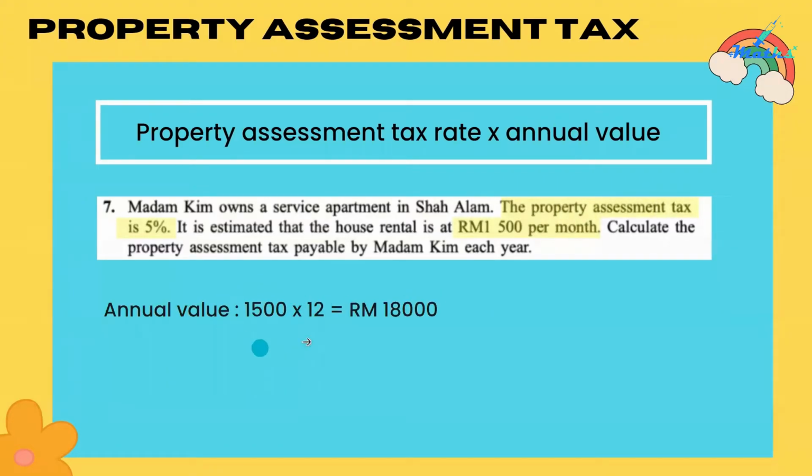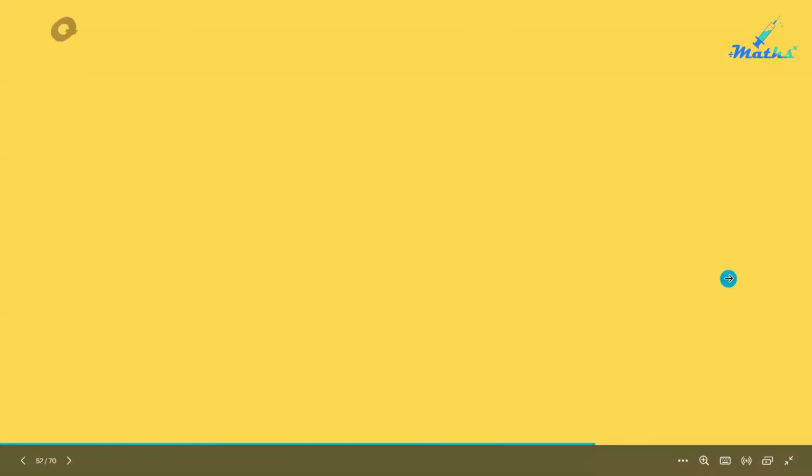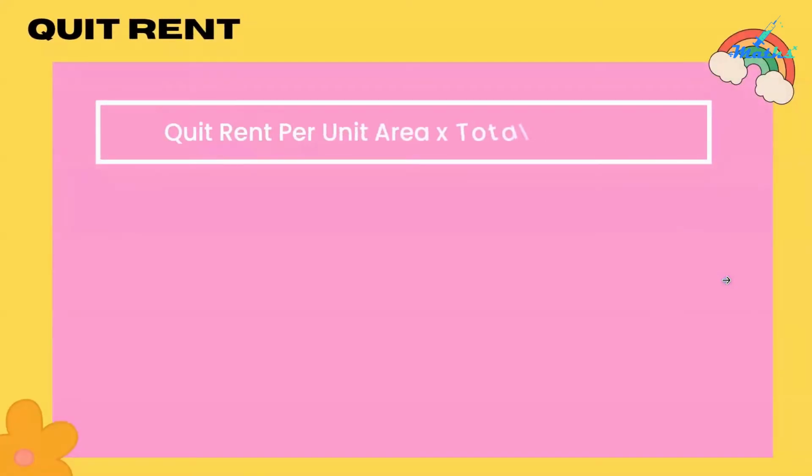So the annual value is 1,500 times 12, because 1,500 is per month, so we need to get the annual value, so we times it with 12 months. So here is the answer. For the property assessment, we use 5% times the annual value. So the property assessment tax is 900. So it's very easy. And next we go to quit rent.